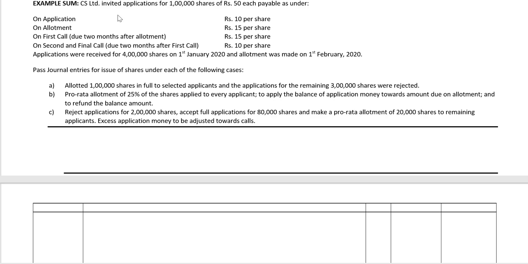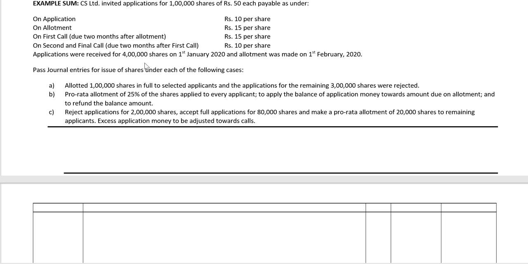CS Limited invited applications for 1 lakh shares of rupees 50 each, payable as under. On application, rupees 10 per share. On allotment, rupees 15 per share. On first call, due 2 months after allotment, rupees 15 per share. And on second and final call, due 2 months after the first call, rupees 10 per share.